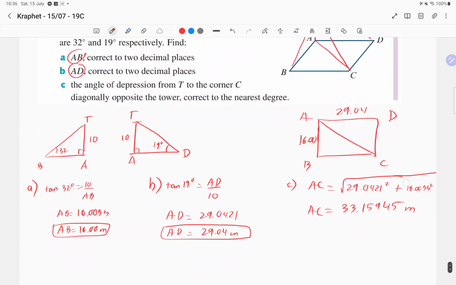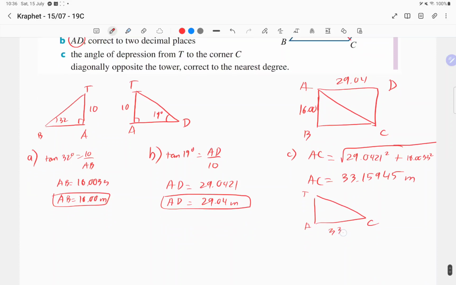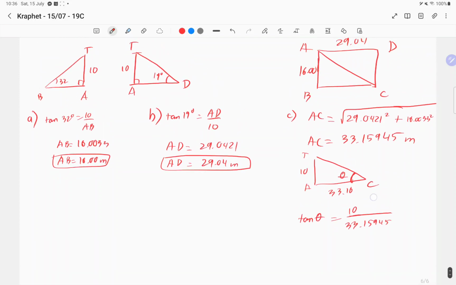Anyway, and then I draw another one, TAC. So now I know this one, 33.16, and then this is 10. Then we need to find this angle here. So theta, therefore tangent theta equals 10 over 33.15945. You see how I'm alternating between the more decimal places and fewer decimal places? You gotta think of it as the same thing. In my mind, I see them as the same number. I just extend it or shorten it.